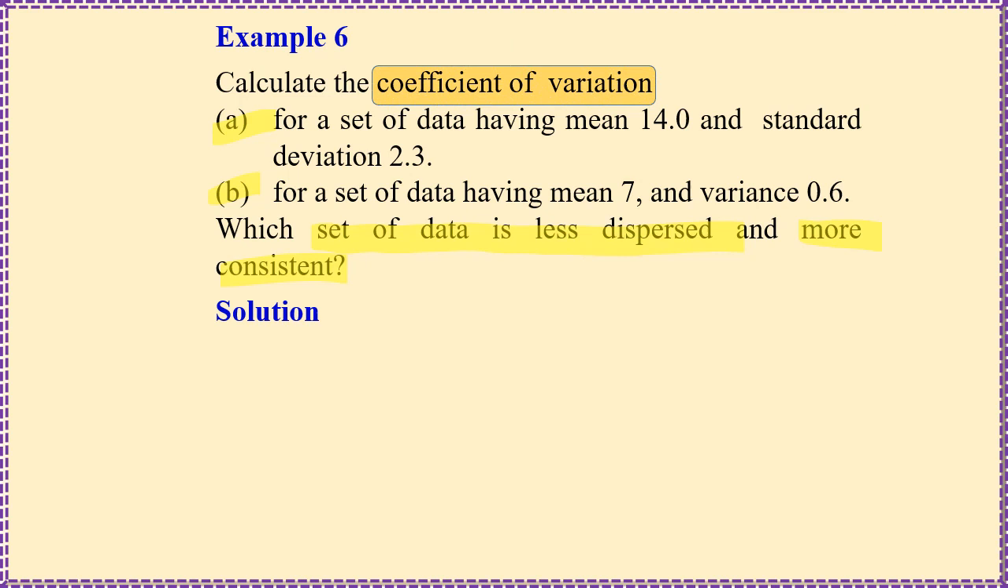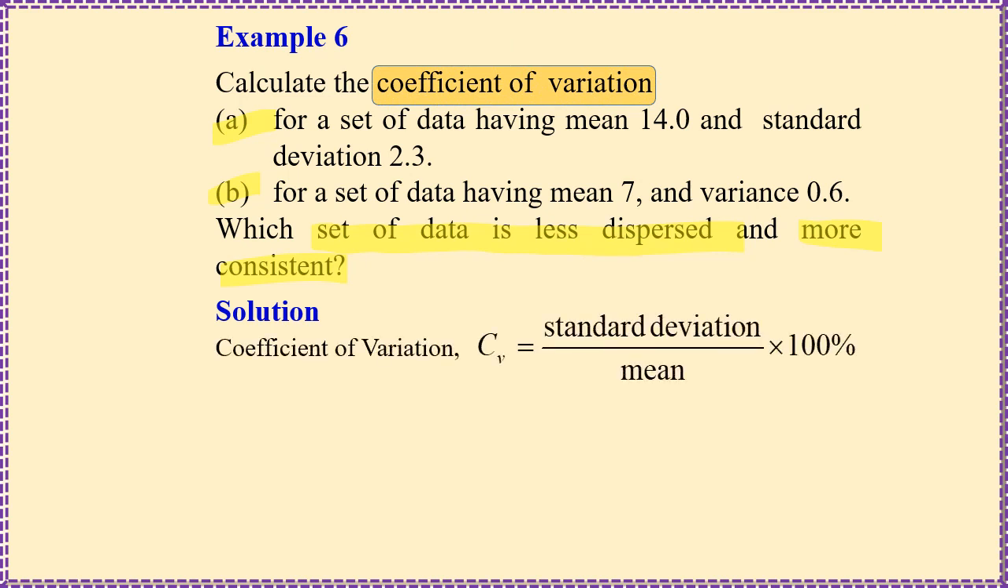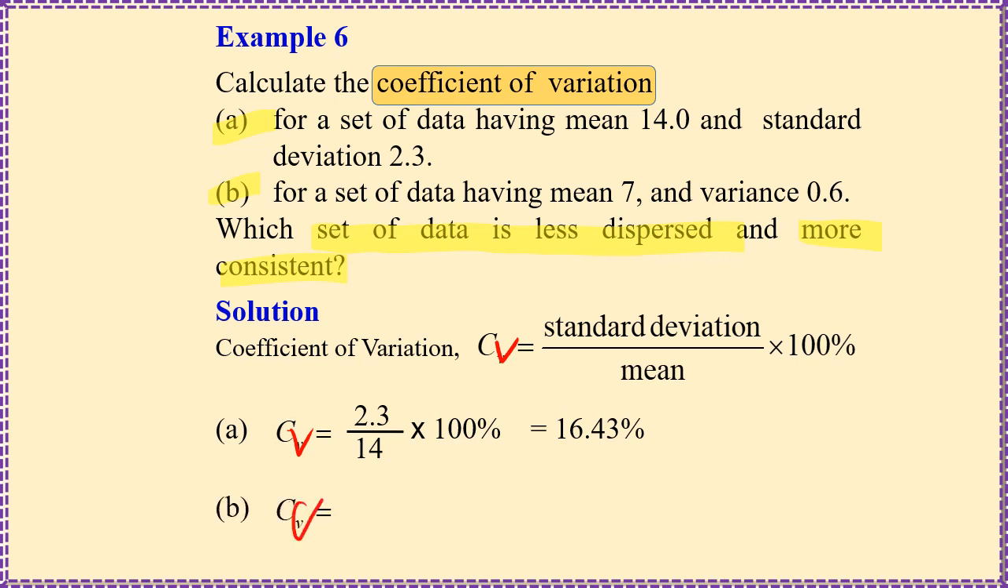We just have to use the formula for CV. For set A, we have standard deviation 2.3, so 2.3 divided by 14 and then multiply by 100%. We have the answer 16.43%. And for set B, we have variance 0.6. So the standard deviation is the square root of 0.6 divided by the mean, which is equal to 7. Multiply by 100%, we get 11.07%.